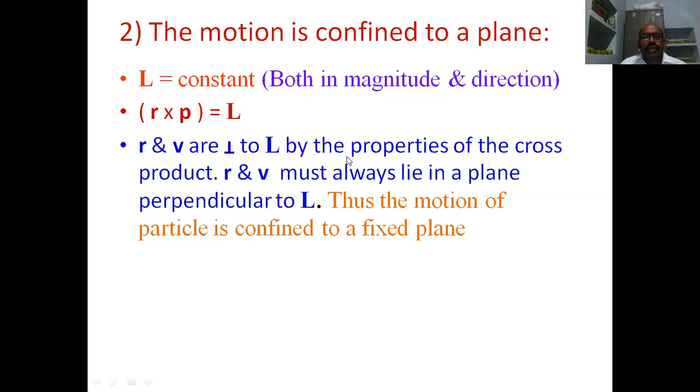Therefore, since L is fixed and R and V are confined to a plane which is perpendicular to L bar, if L is fixed then a plane perpendicular to L bar is also fixed. So in that way R bar and V bar are confined to a plane. So the position vector and velocity of a particle moving under a central force field are confined to a plane. We say in that way.